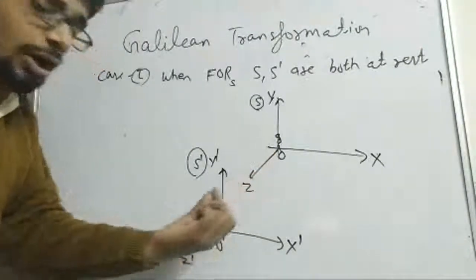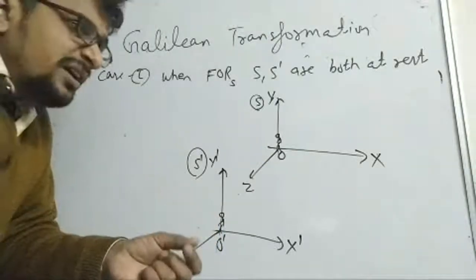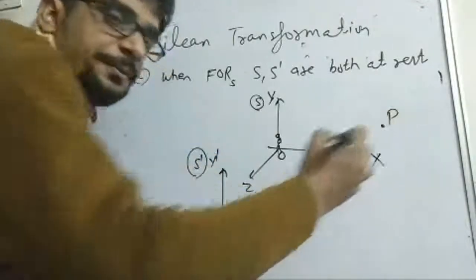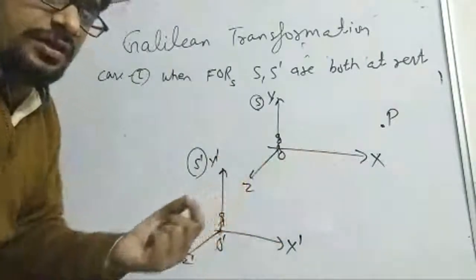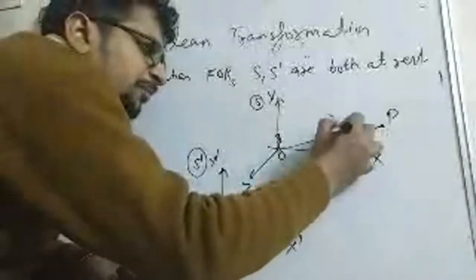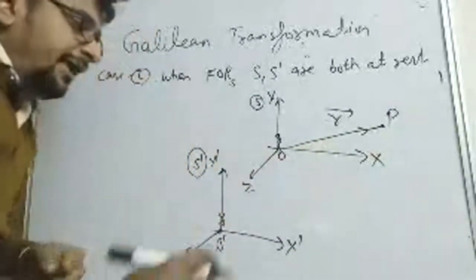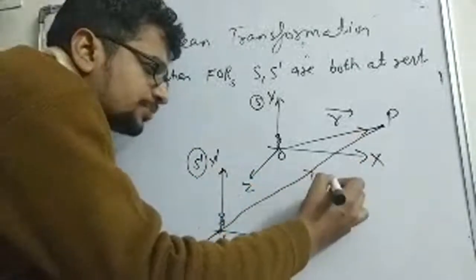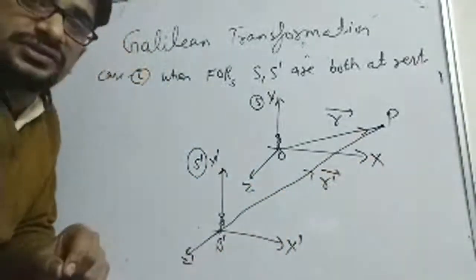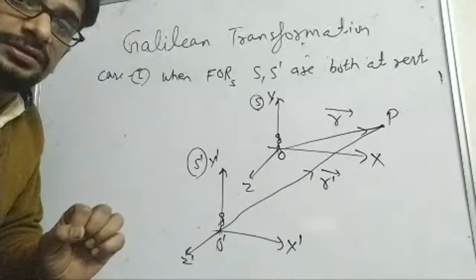And both observers are watching the same phenomena. Let any phenomena take place at point P. The position of that physical phenomena has position vector r vector with respect to the first observer, and this phenomena has a position vector with respect to the second observer, which is named as r dash vector.